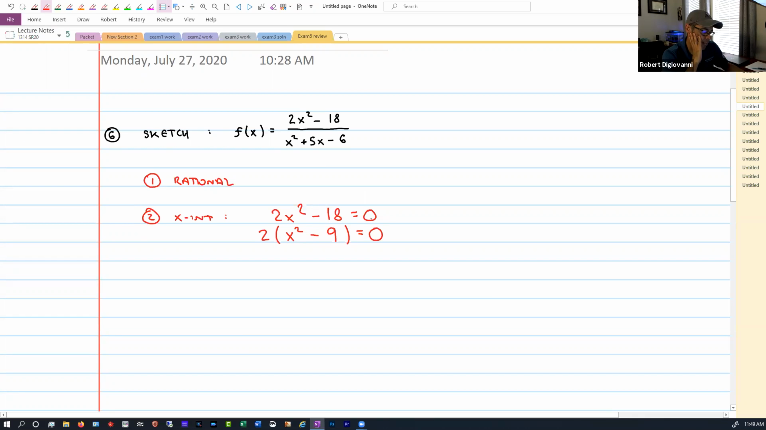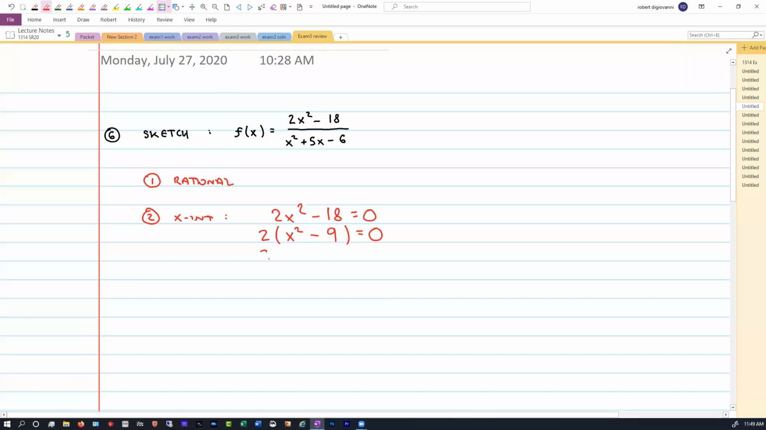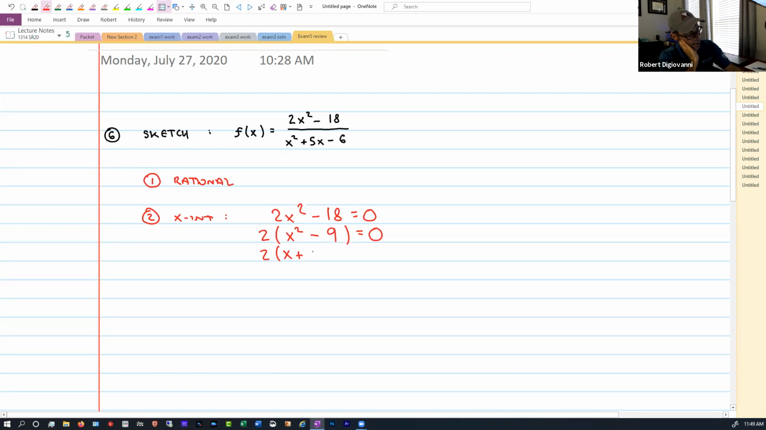X plus 3 and x minus 3. Yeah, good. So there we've got a difference of squares. You'd have to recognize that as a difference of squares. That x squared minus 9 breaks down to be x plus 3 times x minus 3. Okay, good. Now you set each of these equal to 0. So you set 2 equal to 0, set x plus 3 equal to 0, set x minus 3 equal to 0.